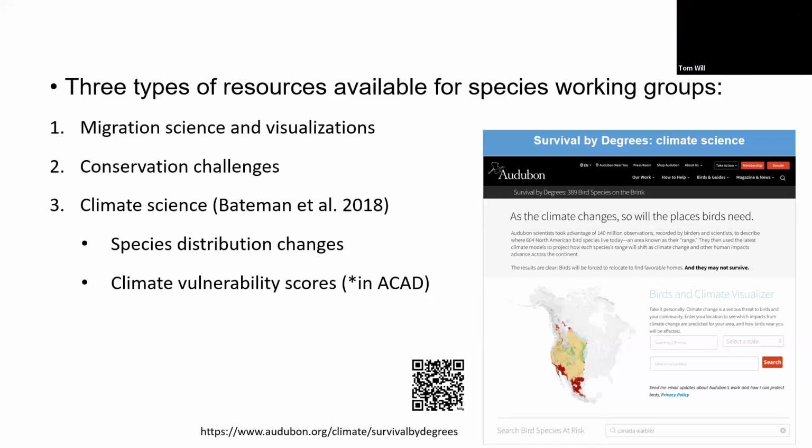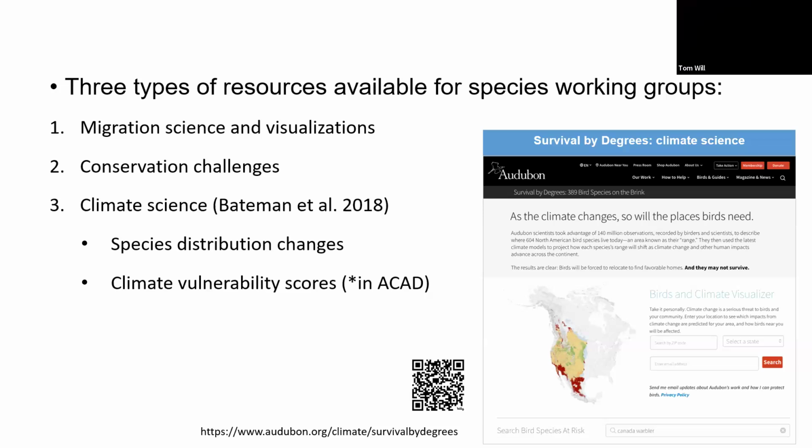So for the purpose of trying to provide information to fill some of those knowledge gaps for the species working groups, I just wanted to point out 3 general types of information we have. Sometimes it's information, sometimes it's visualization, sometimes it's the data themselves. We have migration science and visualizations, we have conservation challenges, and we also have climate science. I won't talk about this today. Chad Wilsey is here, and he is one of the PIs on our climate science work. So if you see Chad, you can ask him about it.